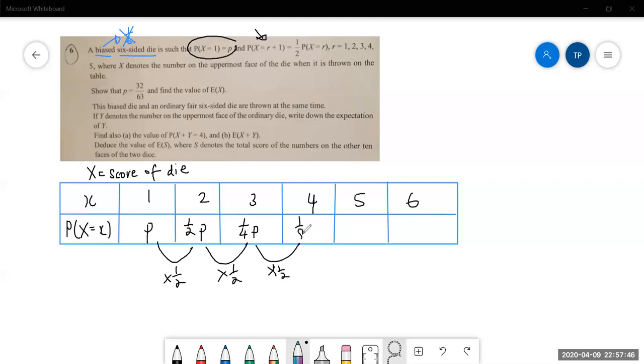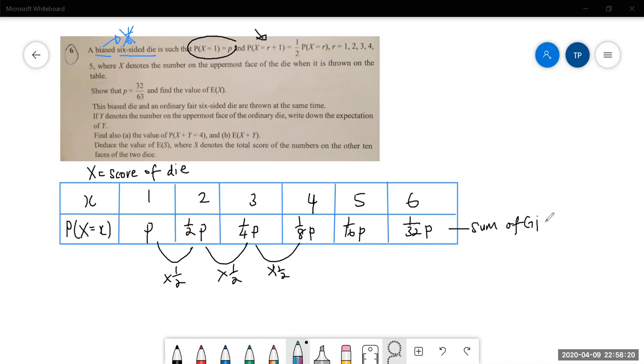So you get 1 over 8 P. What about the one below? 1 over 16. Then 1 over 32 P. Make sense? So we already know that this is a summation. This question is testing on the summation of GP.